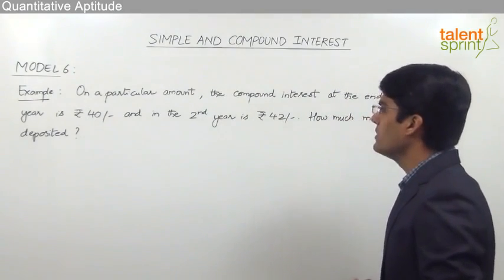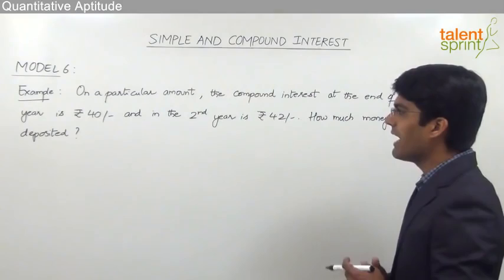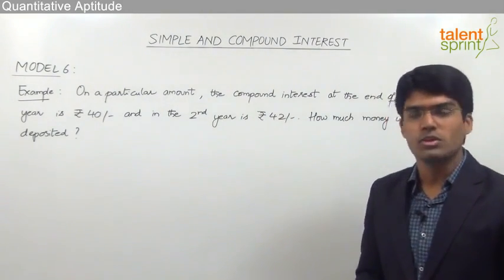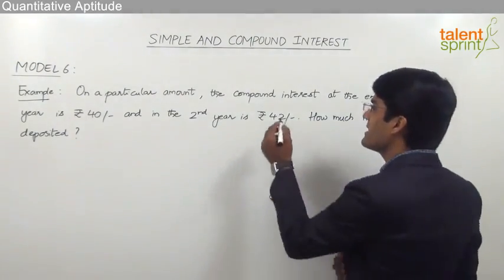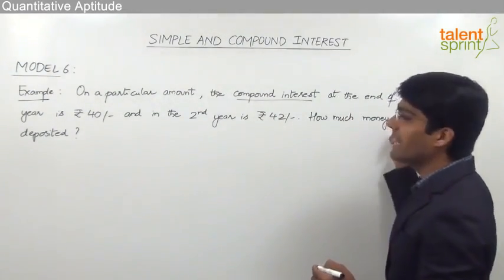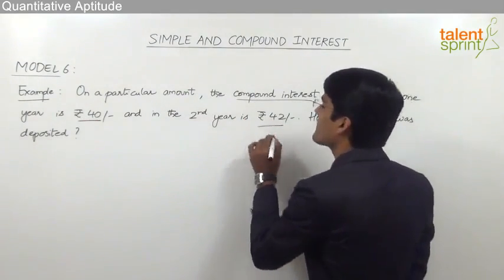On a particular amount, the compound interest at the end of 1 year is rupees 40 and in the second year is rupees 42. How much money was deposited? So as you can see here, the case is for compound interest and at the end of 1 year the interest is 40 and in the second year is 42.